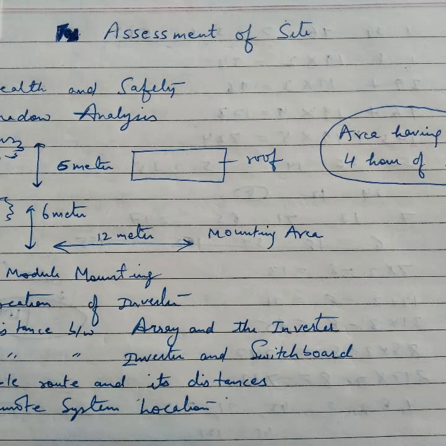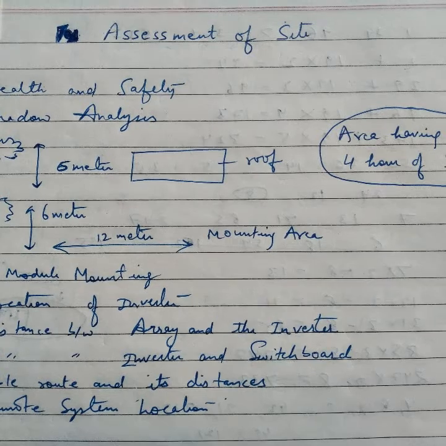Assessment of site. The following points you have to consider. First one, health and safety, very important. The second, wind shadow analysis. If the height of the tree is 6 meters, then you have to take a distance of 12 meters.